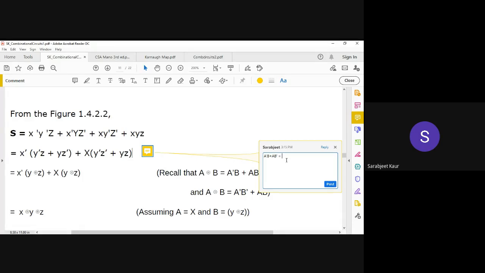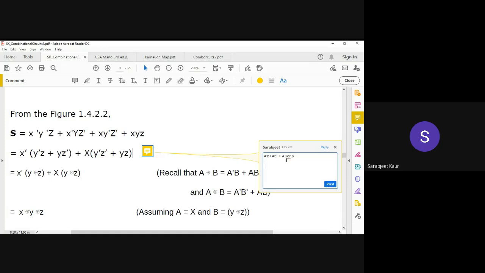Am I right or wrong? Right, ma'am. This is equal to A. I don't have the symbol of XOR here, so I'm just typing XOR B. Okay, now let us put back their values.